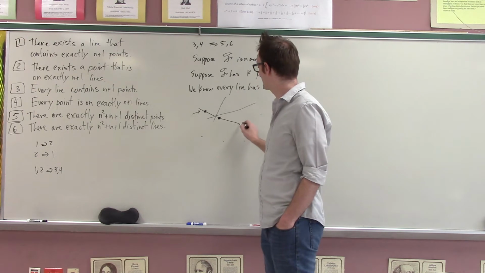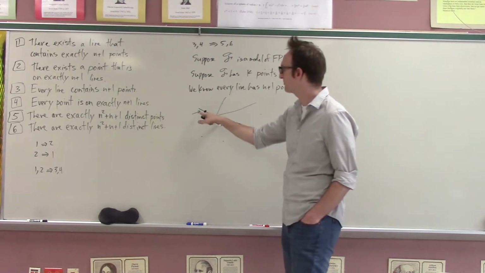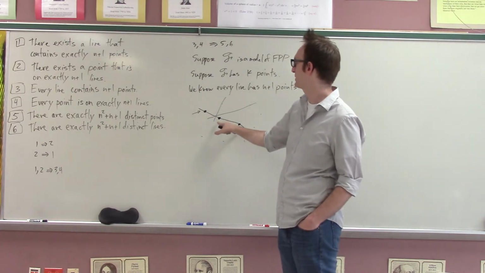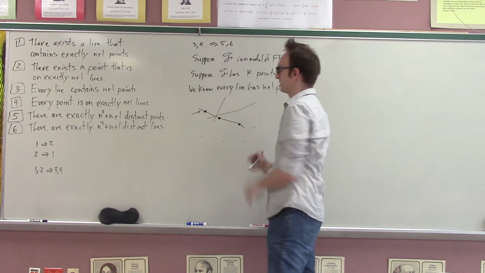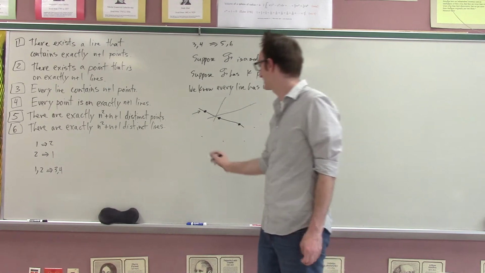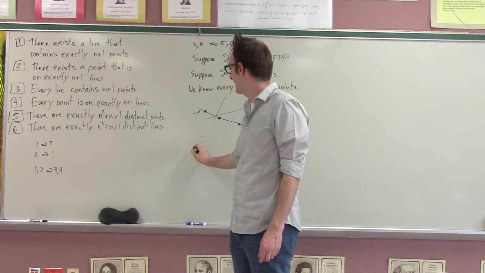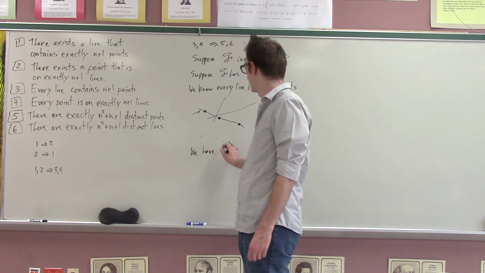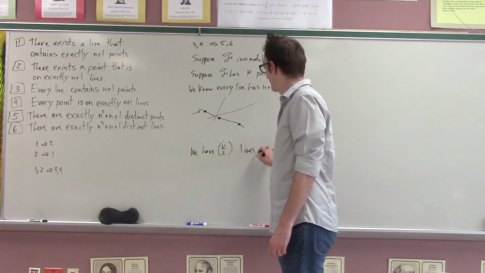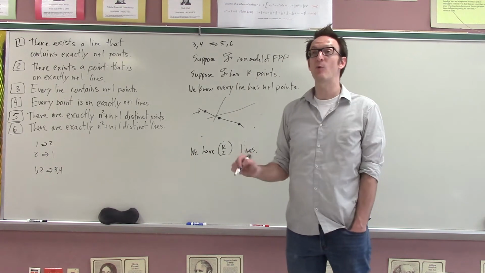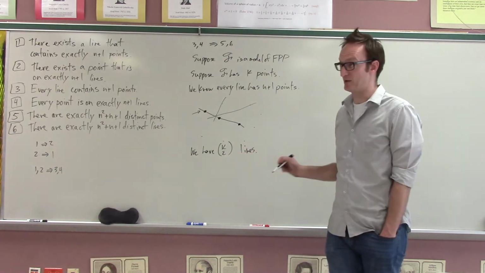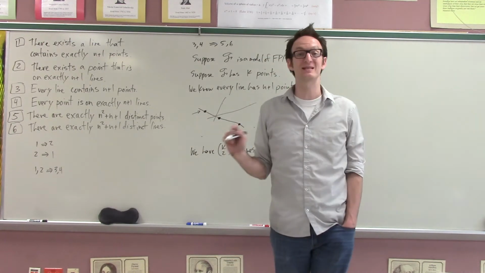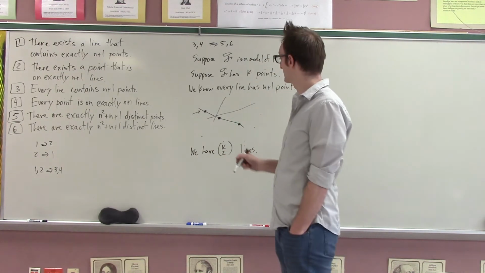is being overcounted, because it's being counted when I choose these 2 points, and also when I choose these 2 points and when I choose these 2 points. So the combinatorial argument is: we have k choose 2 lines, but this overcounts. By what factor does it overcount? Consider a given line and how many times that line gets counted.